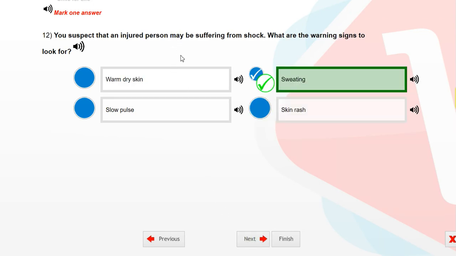You suspect that an injured person may be suffering from shock. What are the warning signs to look for?